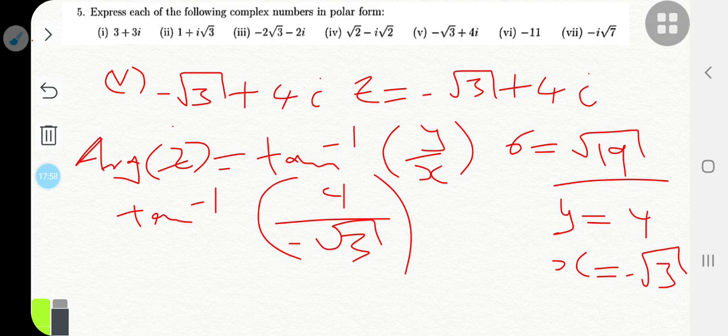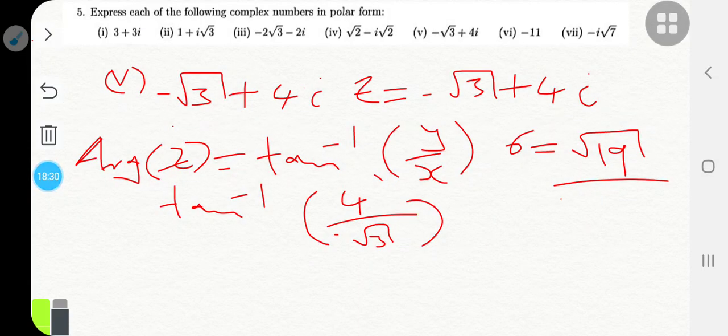So what's the tan inverse of 4 over the negative root of 3? On our table we don't have such kind of angle, so it will be hard for us to find this. But if you are using a calculator, this is simple. You just do the tan inverse of this thing, and it will be straightforward. It will give you something like negative 66.58. But you guys don't use a calculator, so you can just leave it like this.